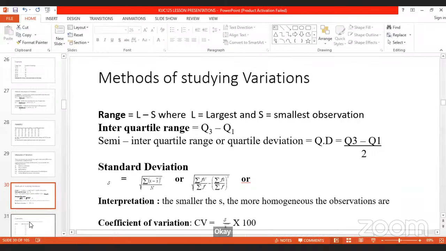So the deviation can be positive or negative, and if you sum the deviations, it will give you 0. We go about this by way of squaring those deviations. If we square those deviations and get the mean of the squared deviations, then what we get is what we call the variance.